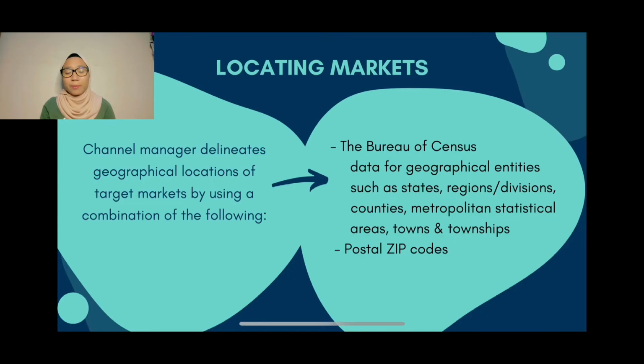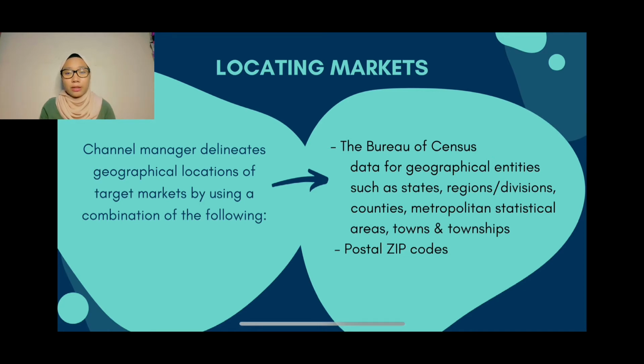Locating markets. As part of the firm's overall marketing strategy, the channel manager may be called on to delineate the geographical location of target markets. Generally, this can be done in terms of one or more commonly accepted geographical units. The Bureau of the Census, for example, lists data for a number of geographical entities such as state, region and division, counties, metropolitan statistical areas, selected towns and townships, and several other special purpose designations. Postal zip codes are also useful for delineating markets geographically. Some combination of these geographical entities typically serves as the basis of specifying the location of markets.